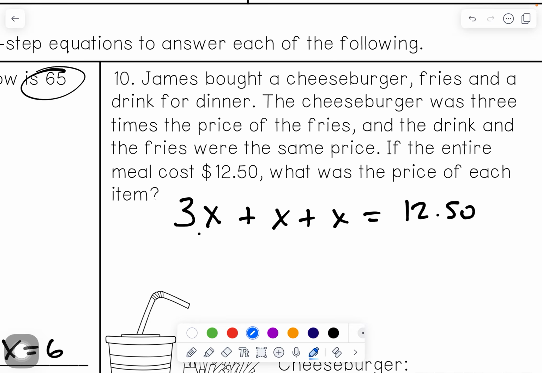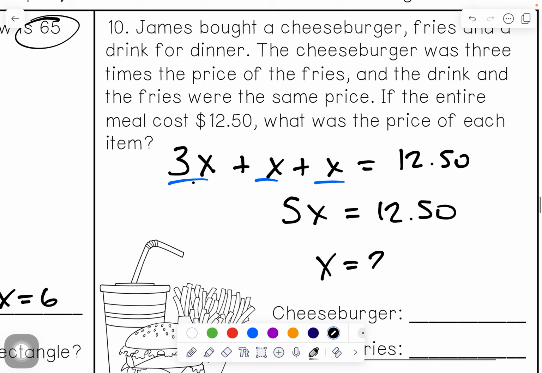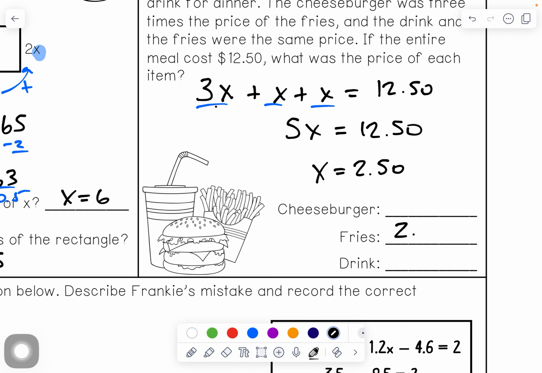So again, we'll start the same way. We'll add like terms. So we have 3x, 4x, 5x equals 1250. And then we're going to take that 1250 and divide by 5. That ends up giving us $2.50, which would have been the cost of the drink and the fries because they said that they were the same. And then if you want the cost of the cheeseburger, we said it was 3 times the cost of the fries. So we would take our answer times 3. We find out the cheeseburger was $7.50.